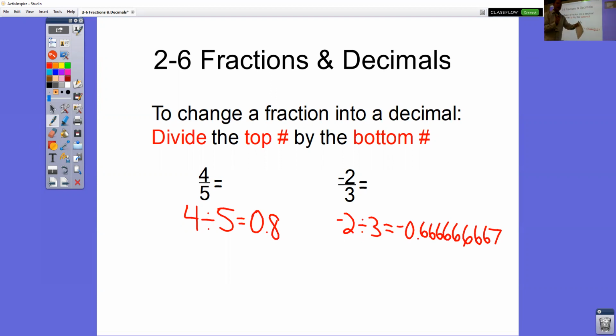If the answer fills up the whole screen, the calculator tries to round it. So just ignore that last digit on the calculator. This is really negative 0.66666666 or 6 repeating. Don't type in that 7, all right? The calculator tries to round it.